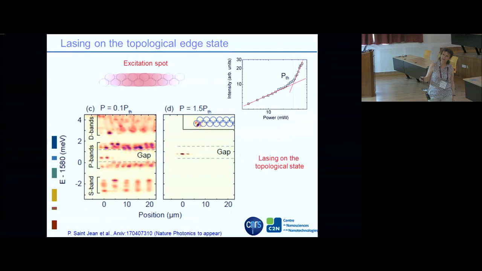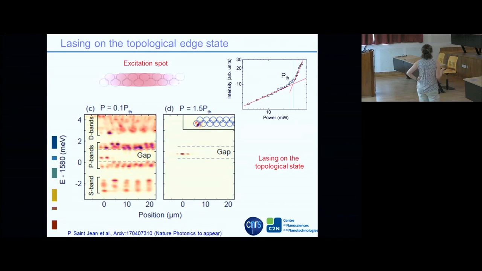This is what you see above threshold, at 1.5 times the power at threshold. You see that the emission is completely dominated by the emission of this gap state. So this is the emission pattern that we observe. Here there is no spatial resolution, no spectral resolution. You see that most of the emission really comes from this edge state with this PY orientation.